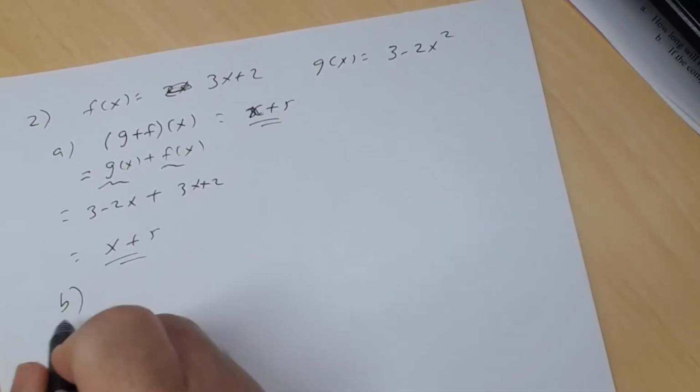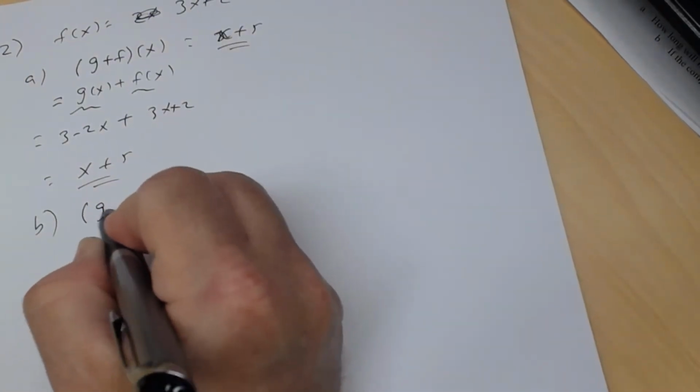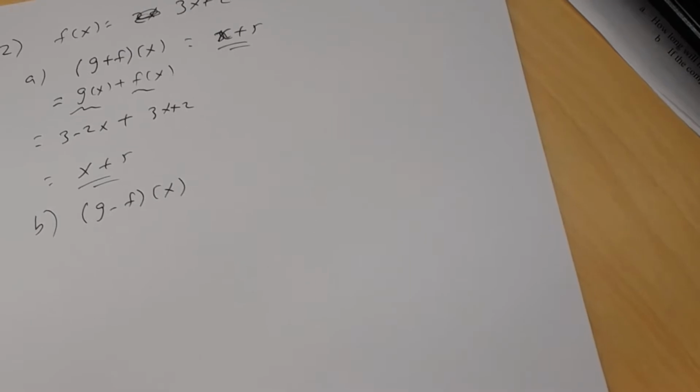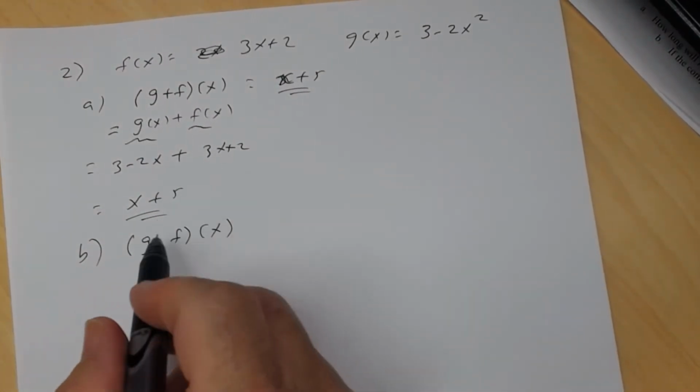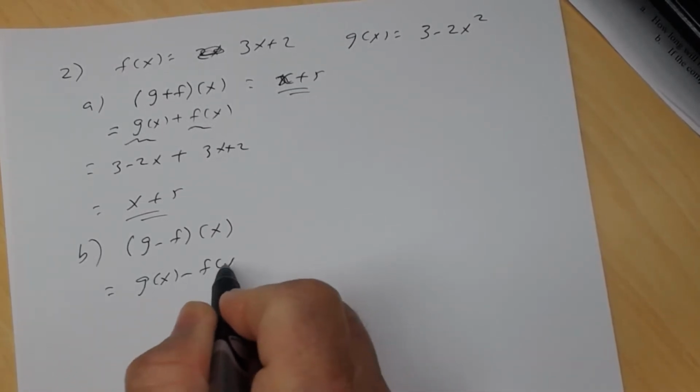Okay? Letter B. All right, letter B, suppose you had g minus f at x. So g minus f at x. Now remember that in that case you are going to need parentheses for the subtraction part. So g minus f by definition is g of x minus f of x.